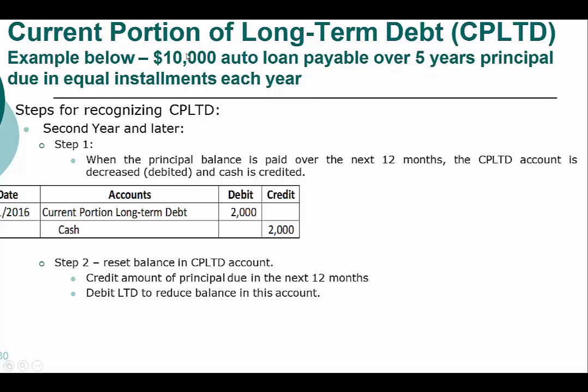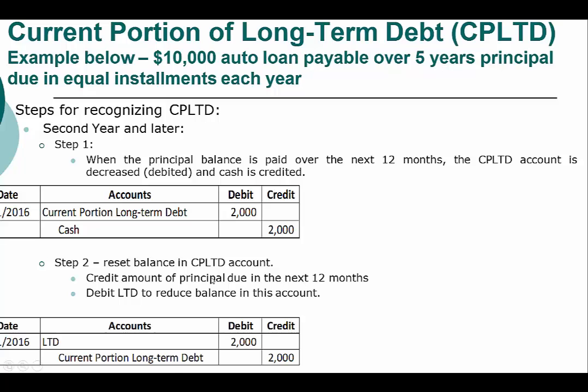We look at the loan and how much of it is going to come due over the next year. Because it's equal installments, it's the same $2,000 each year. We take that out of long-term debt: we debit it to decrease it, and we credit the current portion long-term debt to increase it. This is what it looks like. At the beginning of the year, we make the payment out of current portion long-term debt using cash. Then we shift more money out of long-term debt, decreasing it with a debit, and put it back into the current portion long-term debt.